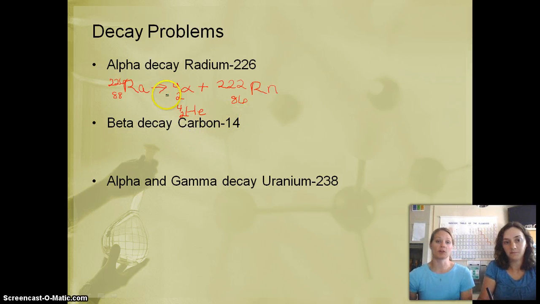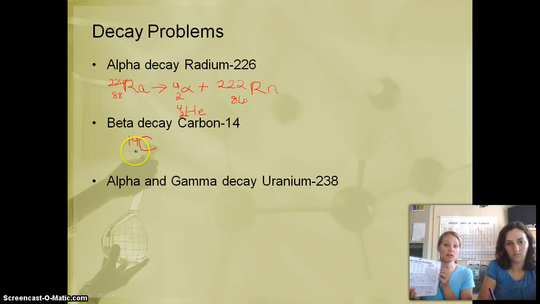Okay. Let's try a beta. We're going to beta decay carbon-14. So we're going to write the chemical symbol. Now, again, carbon-14 means 14 is the mass. If you look on your periodic table, you're going to find its mass is 12. You don't want to use 12, you want to use the 14. The atomic number is 6, so you will write that too.